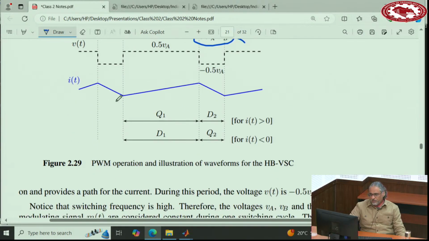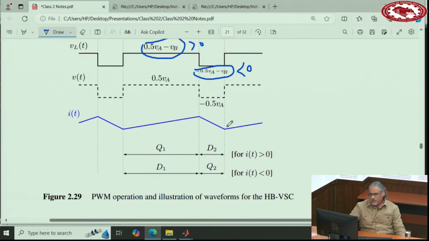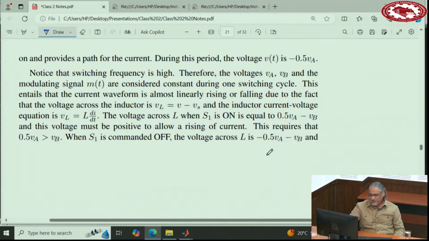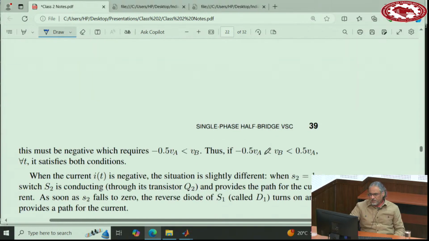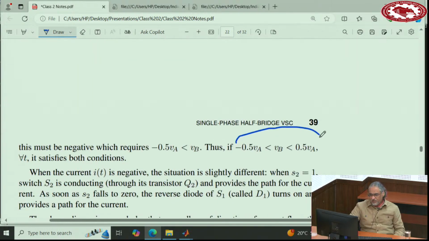Okay, so the current will go up in this direction, in this region, and go down. In this region, transistor 1 is operating and diode 2, if the current is flowing from the left side to the right side. If the current is flowing from the right side to the left side, in this region diode 1 is working and Q2, for negative current. Okay, so this is the principle of operation. This is the condition I told you. If you combine those two conditions in one inequality, that is this basically. So it says VB should be between half VA and negative half VA.